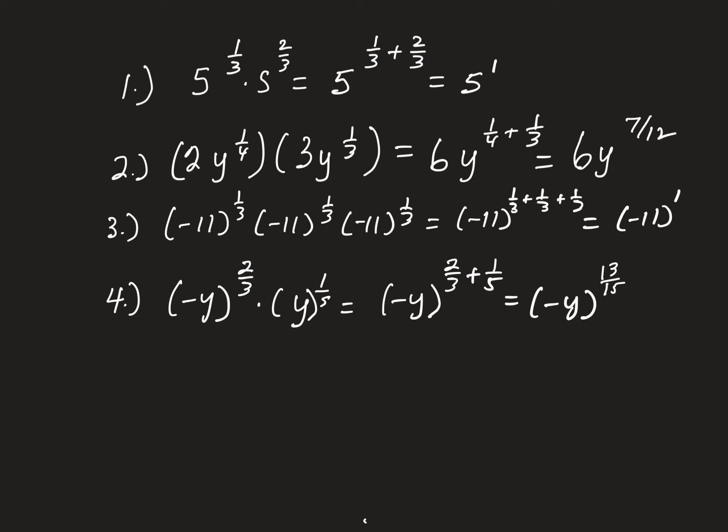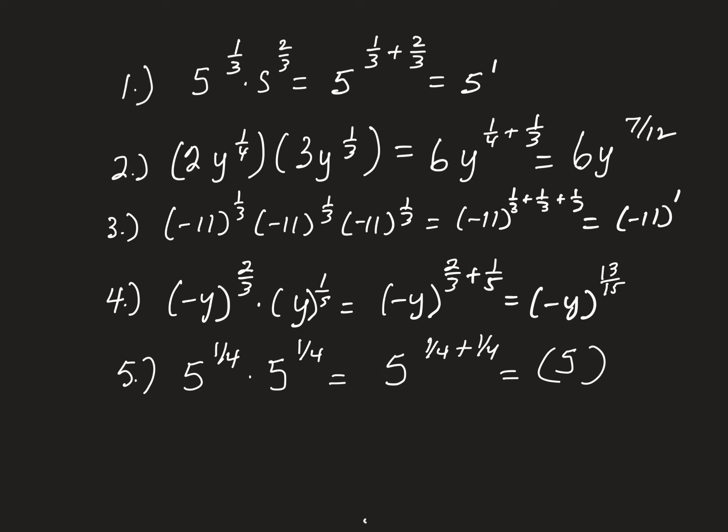Number 5, we have 5 to the 1/4 times 5 to the 1/4. It's the same base, so it's 5 to the 1/4 plus 1/4, which gives us 5 to the 2/4. Since they have the same base, they have the same denominator. You add the numerator. So this is 5 to the 1/2.